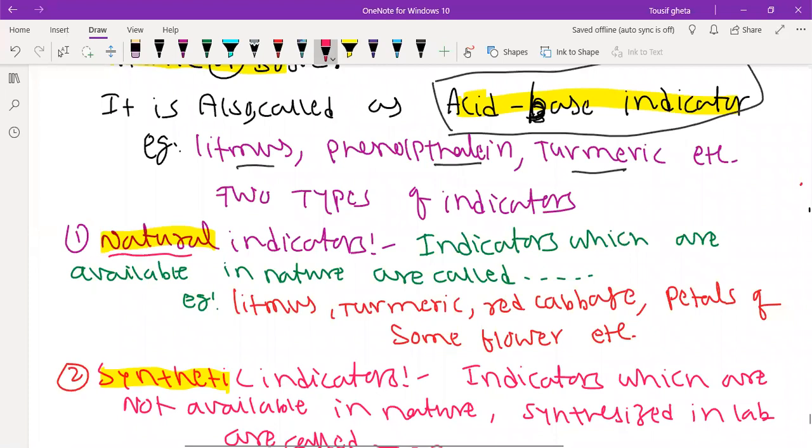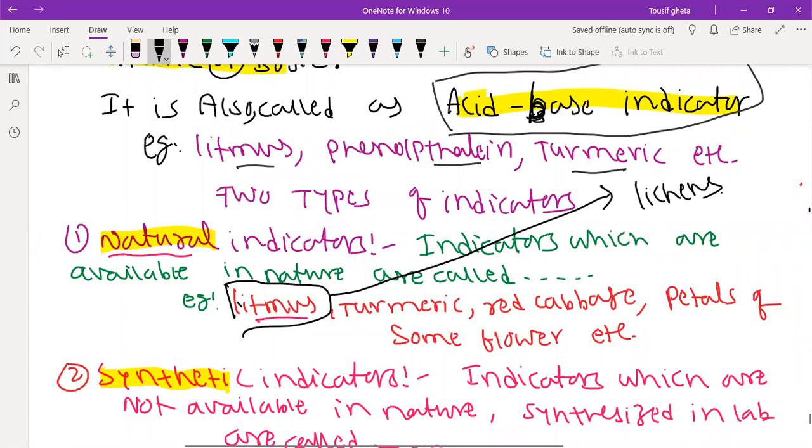Which indicators are available in nature? Like litmus. Now you can ask, sir, how is litmus available in nature? Litmus is obtained from a plant called lichens. This lichen will grow on some other plant. If this is the plant, then lichens will grow here, on the other plant. So lichens require a host.